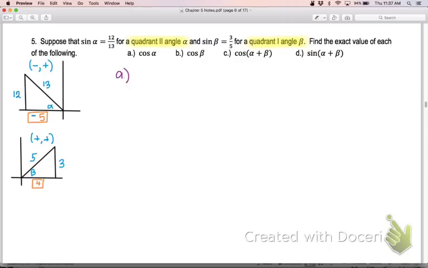So A wants to know the cosine of alpha. Well, cosine is going to be x over r, or adjacent over hypotenuse. So that means that the cosine of alpha, we need to go to our alpha triangle, which is the top one. So adjacent would be negative 5 over the hypotenuse, which is 13. So there's that. B, we need the cosine of beta.